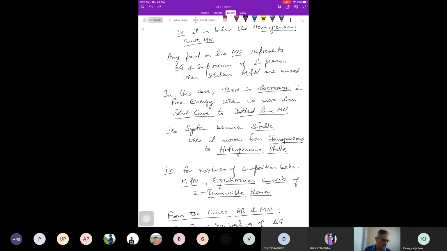So for mixtures of composition between point M and M, we saw equilibrium exists for two immiscible phases. It becomes two phases, it will separate. Okay, any questions on this?